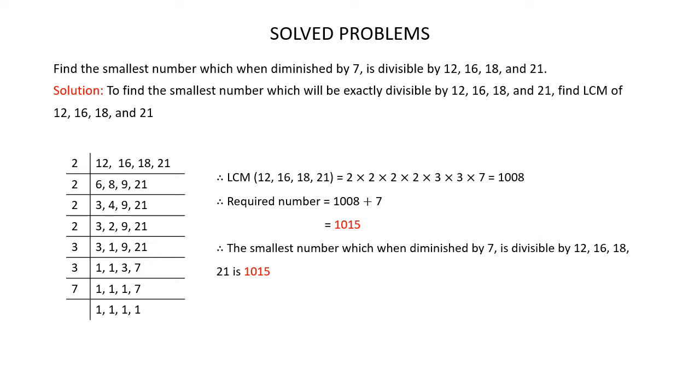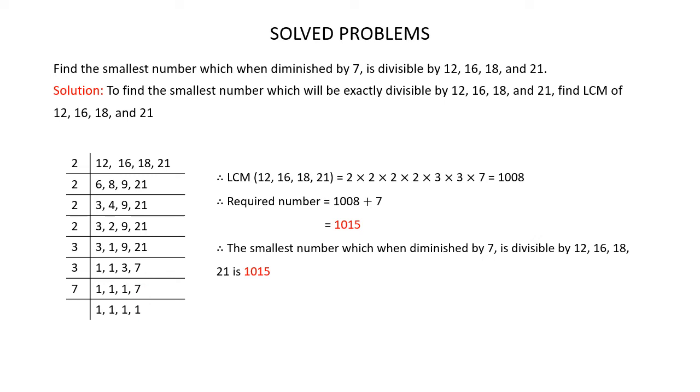Divide again by 3. Write 1 as it is in the next row, write this 1 as it is in the next row. 3 divided by 3 is 1, write 1 in the next row. 7 is not divisible by 3, so write 7 in the next row. Now divide by 7. Write 1 as it is in the next row, write this 1 as it is in the next row, write this 1 as it is in the next row. 7 divided by 7 is 1, write 1 in the next row.